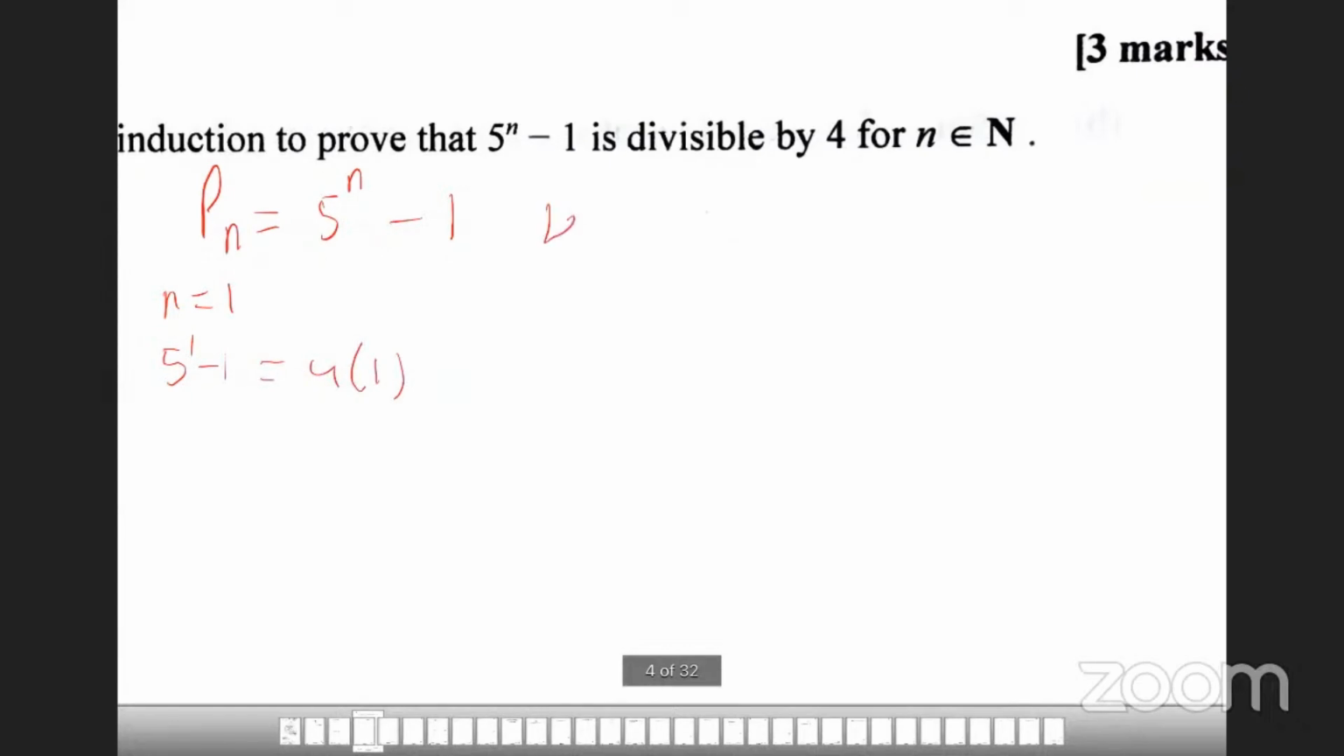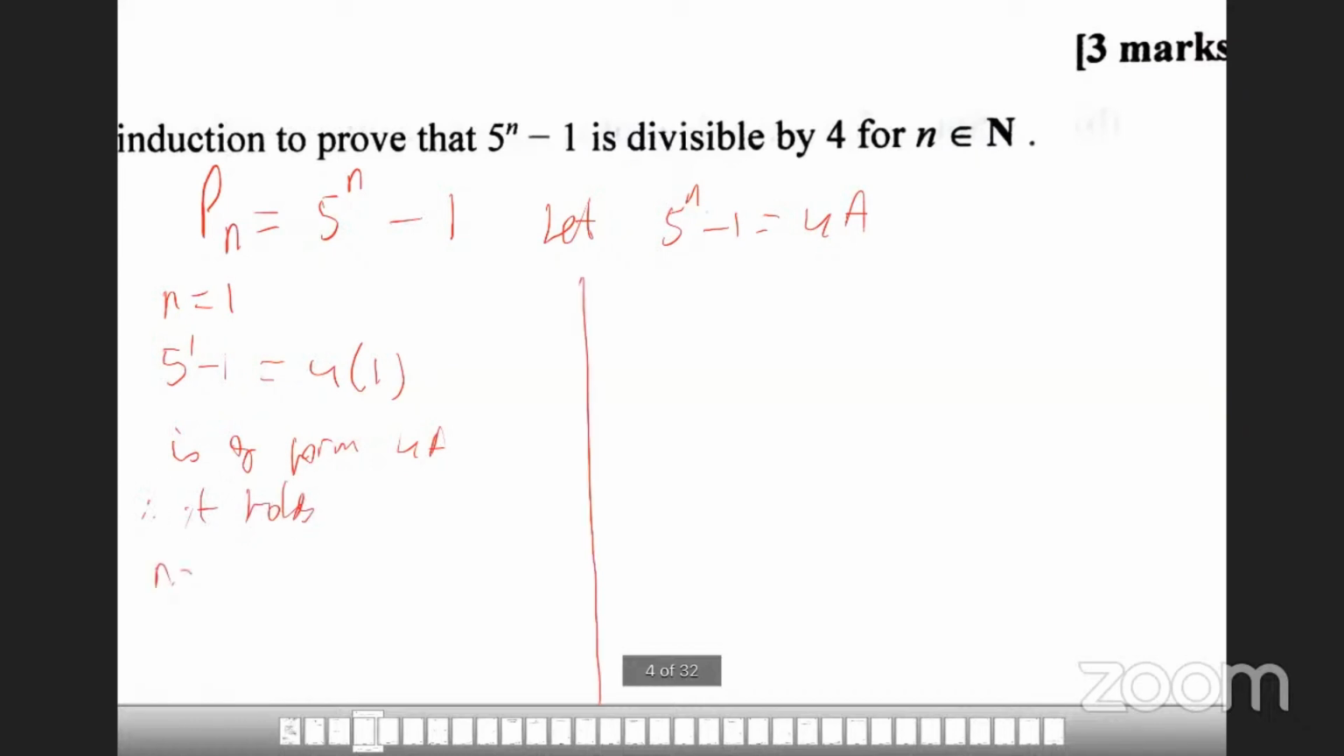One of the things I like to do is this. Let 5 to the n minus 1 be equal to 4a. 4a means it's a multiple of 4, right? Which is divisible by 4. So when you put n is 1, you could say it is of the form 4a. So you're good to go, right? Therefore, it holds. Next step.